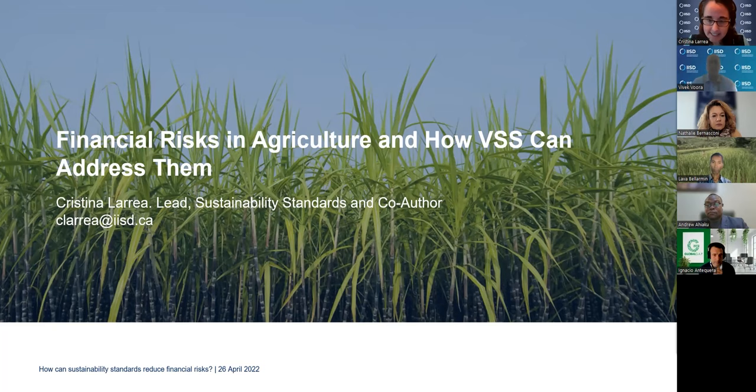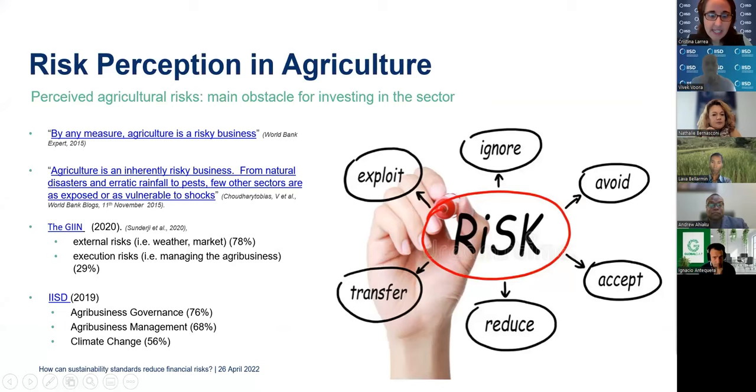Next slide, please. The perception of agricultural risk among financial service providers continues to be one of the main obstacles for investing in the sector, especially in developing countries. Extremely vulnerable to external shocks and exposed to agribusiness informality, the agriculture sector is perceived as a risky business. Over 2 years ago, 51 global agricultural investors operating in developing countries told us that agribusiness governance, management practices, and exposure to climate change were the three most important issues they care about when deciding where to invest.